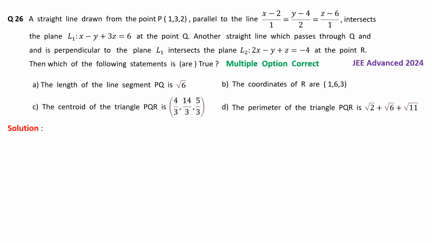It says a straight line drawn from the point P(1, 3, 2) parallel to the line (x minus 2)/1 equal to (y minus 4)/2 equal to (z minus 6)/1 intersects the plane L1: x minus y plus 3z equal to 6 at the point Q. Another straight line which passes through Q and is perpendicular to the plane L1 intersects the plane L2: 2x minus y plus z equal to minus 4 at the point R. Then which of the following statements are true?